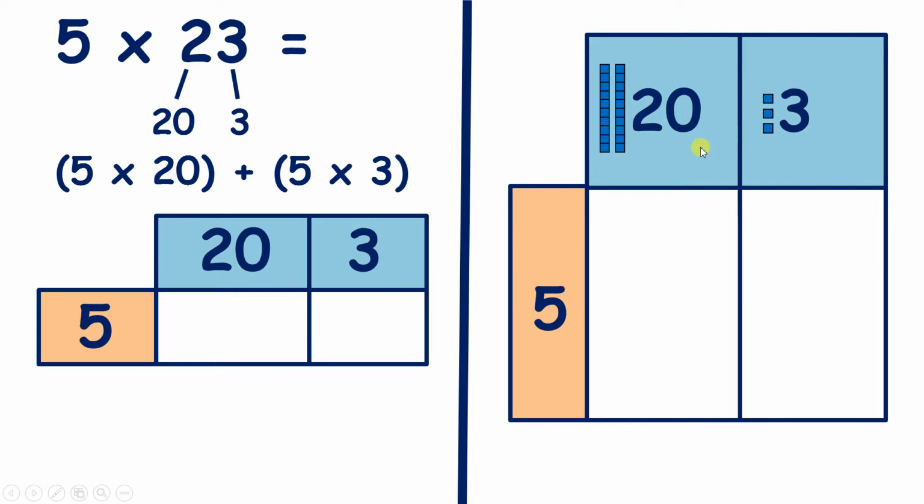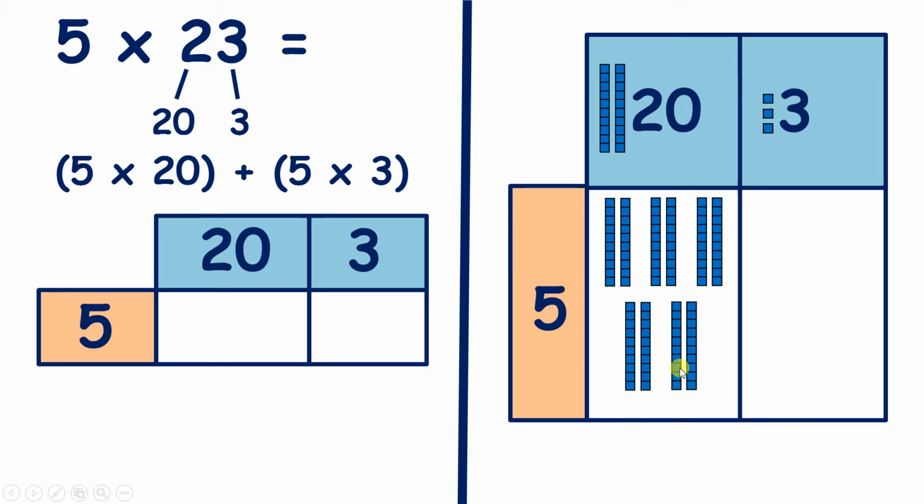If we count 5 steps of 20, we have 20, 40, 60, 80, 100. So 5 times 20 is 100. And now what do we need to do? We need to work out 5 times 3. So if we count 5 groups of 3, we have 3, 6, 9, 12, 15. So 5 times 3 is 15.